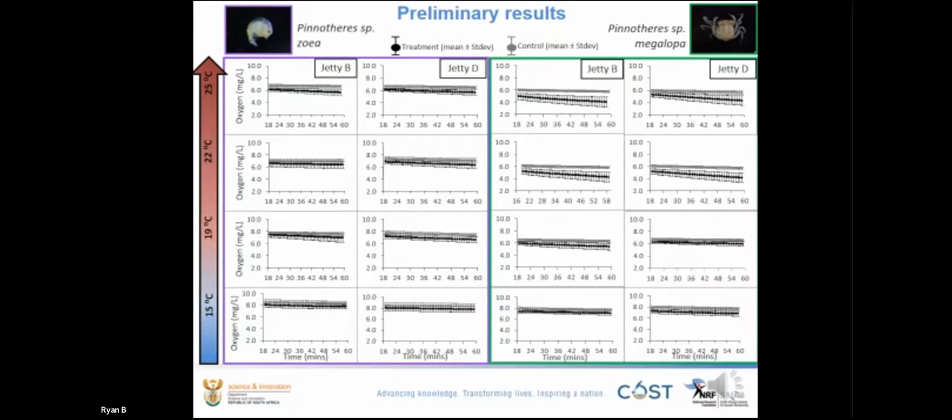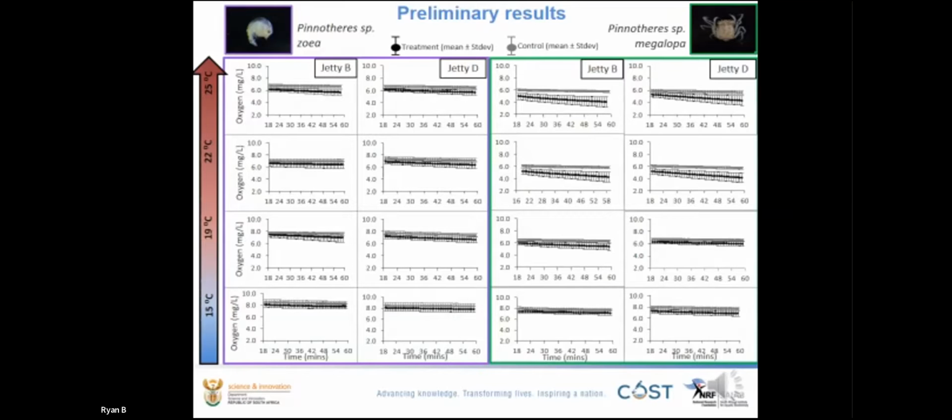Preliminary oxygen consumption rate results, which have not been corrected according to individual masses yet, with the first 15 minutes excluded, overall indicated that oxygen consumed by treatment samples, which are highlighted in black, decreased with an increase in temperature for both JTB and D across the zoea and megalopa life stages of Pinnotheres species, compared to the control samples, which are highlighted in grey.